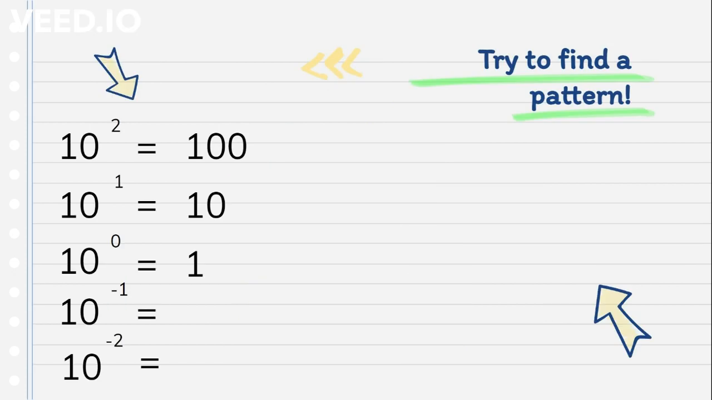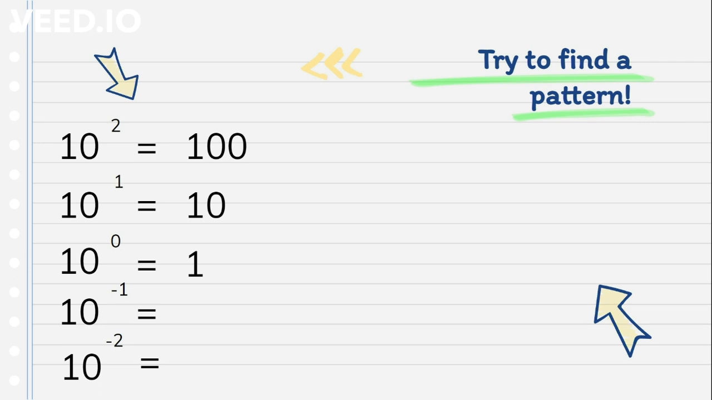So I've given you the set of numbers. 10 squared equals 100, 10 to the first power equals 10, 10 to the 0th power equals 1, and we'll be able to find out what number is going to equal 10 to the negative first power and 10 to the negative second power. So let's try to find a pattern between these numbers, 100, 10, and 1. How are the numbers decreasing? Try to think about that pattern.